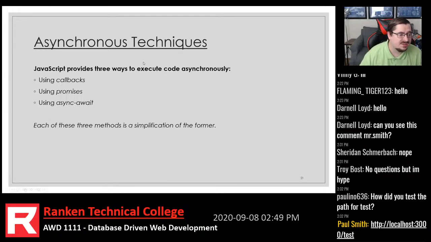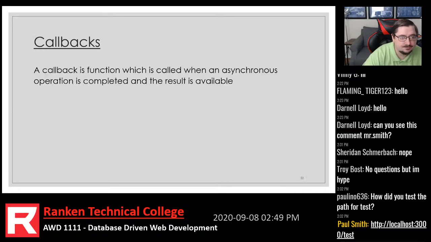So as far as simplicity goes, callbacks are probably the most complicated way to write it, then promises, and then async await. But each of these is based on the previous thing. So to really understand promises, you do have to understand callbacks. To understand async await, you really do have to understand promises, because you have to work with all these things together, as it turns out.